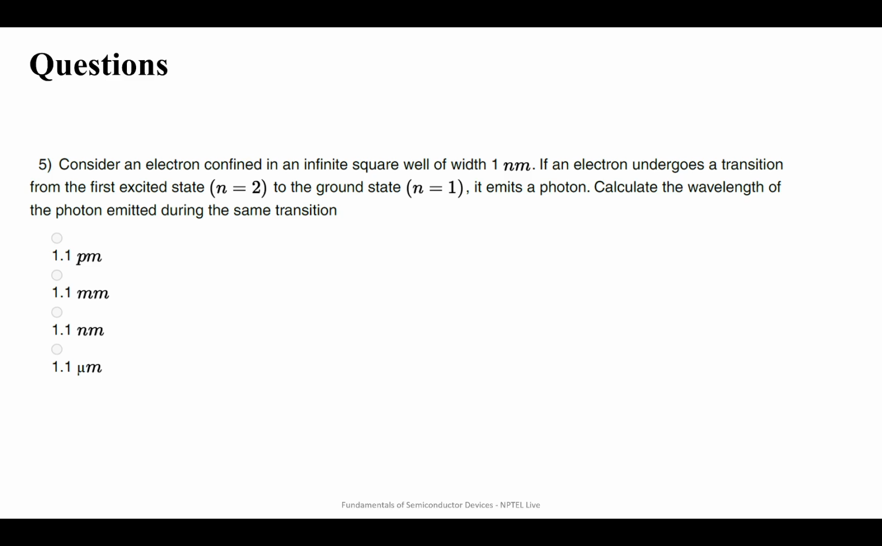So next question. Consider an electron confined in an infinite square well of width 1 nanometer. If an electron undergoes a transition from first excited state, which is n equals 2, to the ground state, which is n equals 1, it emits a photon. Calculate the wavelength of the photon emitted during the same transition. A, 1.1 picometer; B, 1.1 millimeter; C, 1.1 nanometer; D, 1.1 micron.